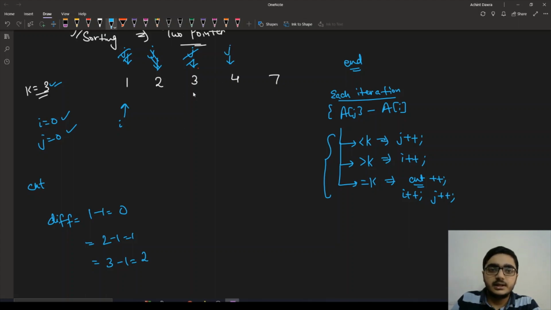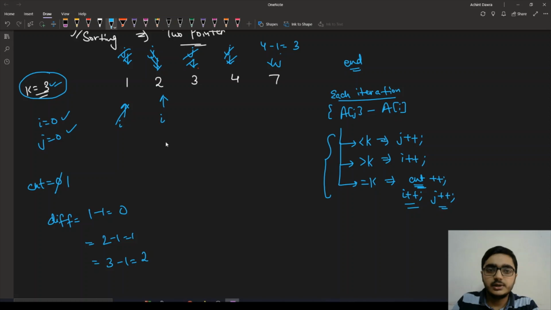Now our j pointer is here and i is here. The difference comes out to be 4 minus 1, which is exactly 3, which is our k value. So in this case we increment the count variable and simultaneously update both the pointers. Count was initially 0 and now count becomes 1. We update both pointers: i comes here, and j goes here.